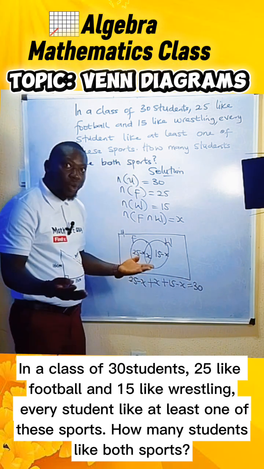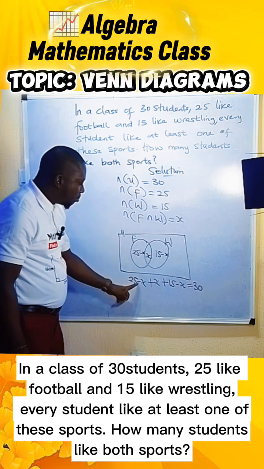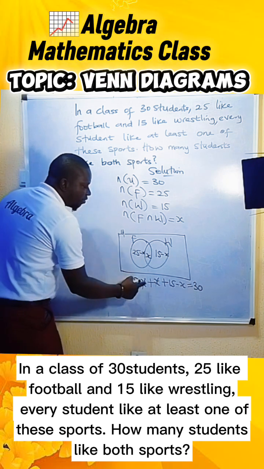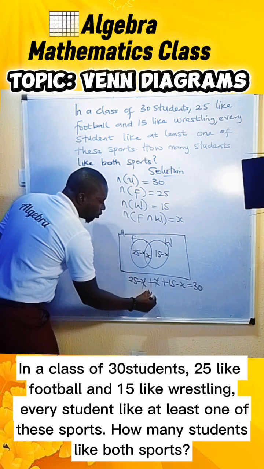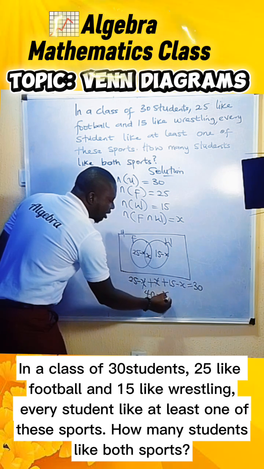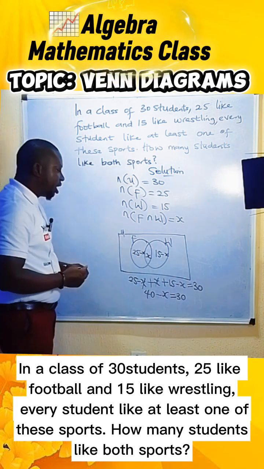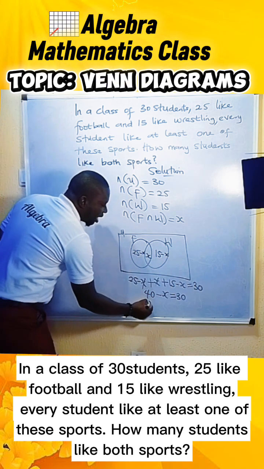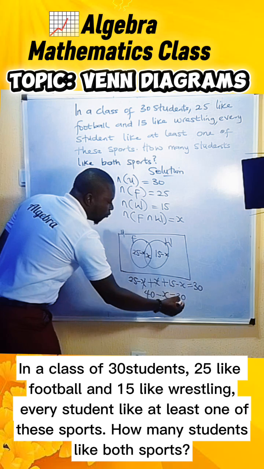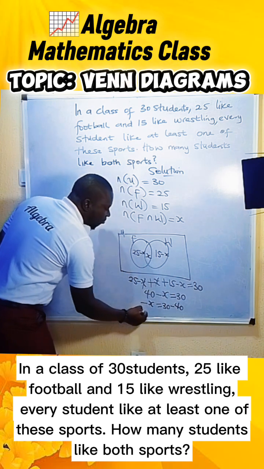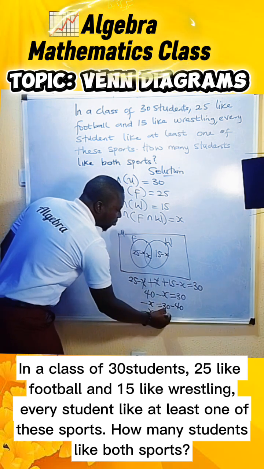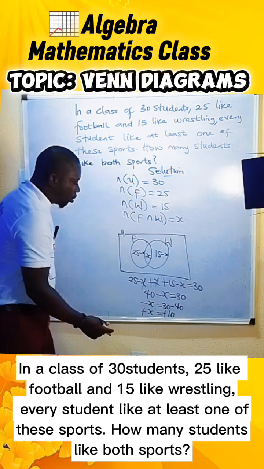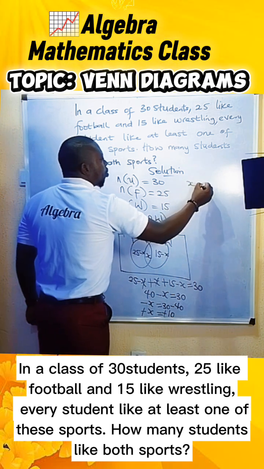Okay. Now from here, I'll collect my like terms. Now notice something. Minus X plus X, this will go. Okay. So I have 25 plus 15. That will give me 40 minus X, then equals to 30. Okay. Now what I will do here is this. I will move this 40 to the other side. I will have minus X equals to 30, move, will turn to minus 40. So I have minus X equals to, this will give me minus 10. Okay. Now this minus and this minus will go. So I will have X equals to 10.